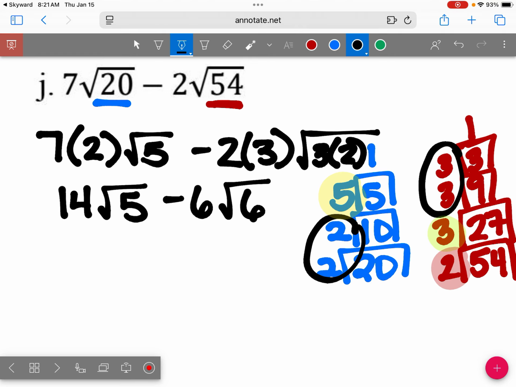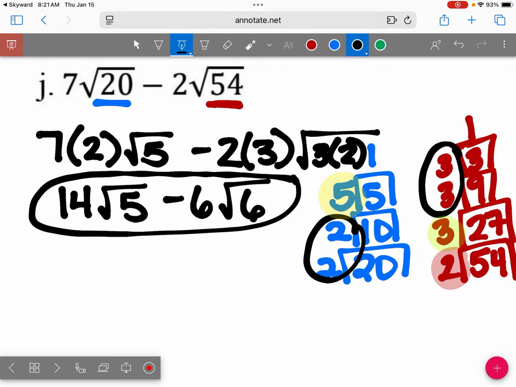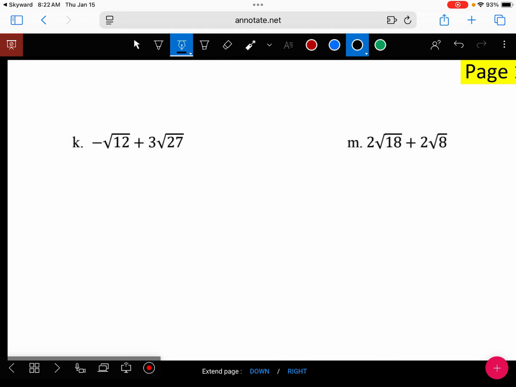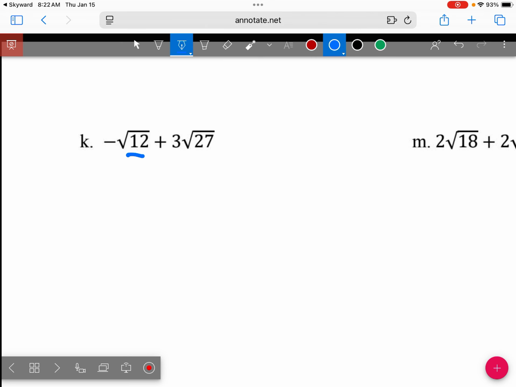Now that we have it simplified, are they like terms? No. And why are they not like terms? Yeah, they got different numbers. So this is as far as you can go. This is your answer. Can't go any further. If they're not like terms, you got to keep them apart. All right, 2 more questions. Let's go to K. Go ahead and build your cake. You got to build 2 cakes. 12, 27.